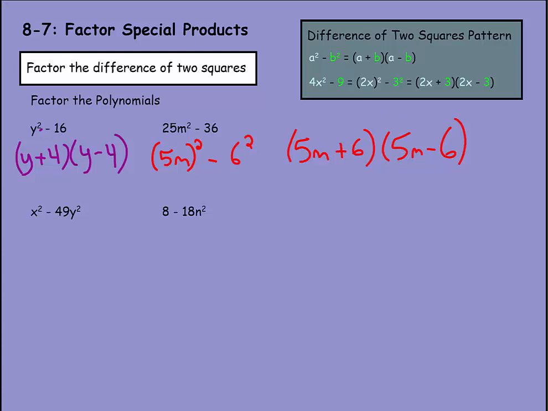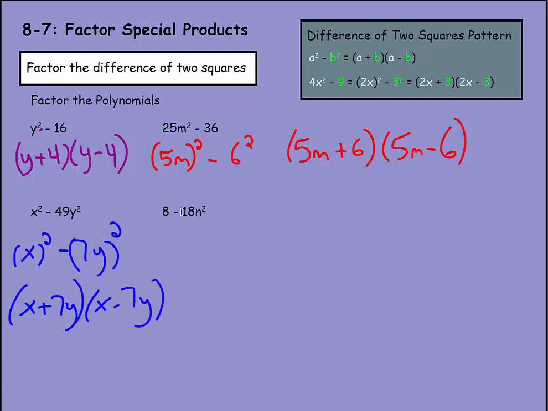Now I have x squared minus 49 times y squared. If this is my a and this is my b, I would have x squared minus 7y squared. So if we did the sum and difference pattern, it would be x plus 7y times x minus 7y.